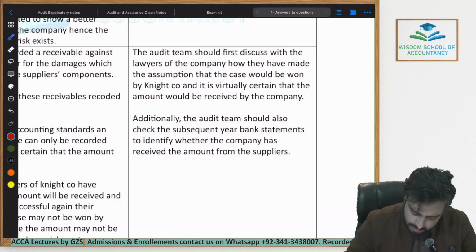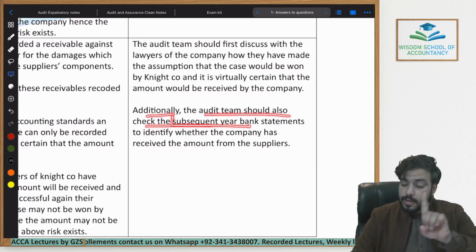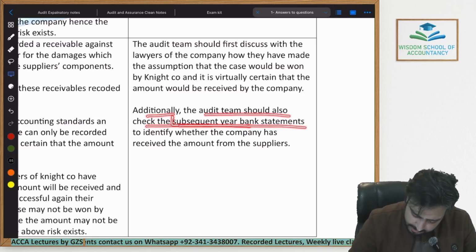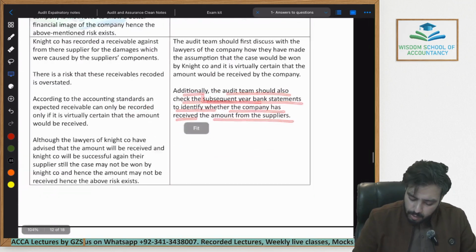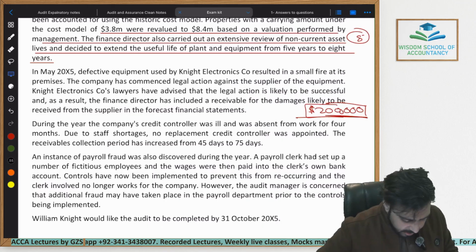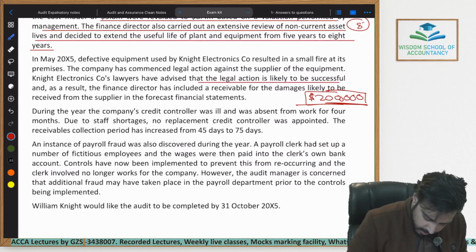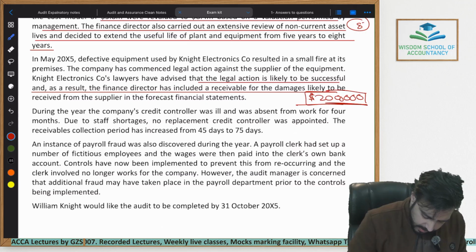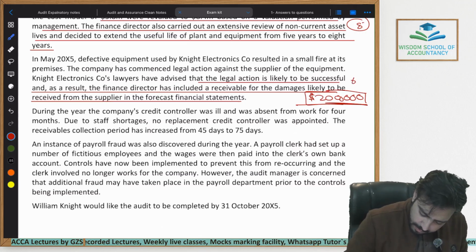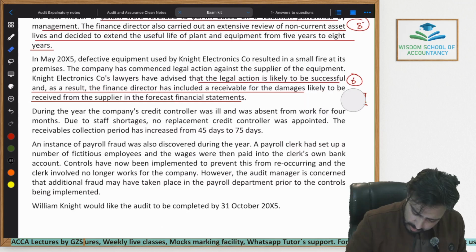So in my answers as well, see what I have written here. Additionally, the audit team should also check the subsequent year bank statements, after the year end, to identify whether the company has received the amount from the suppliers. So this will also confirm whether the receivable can be recorded or not. Coming back to my question, this is the which number of risk that we have identified? This is the sixth risk which we have identified from the scenario.